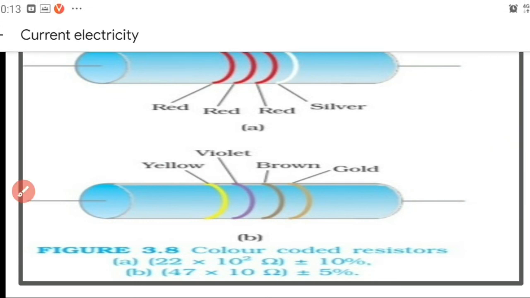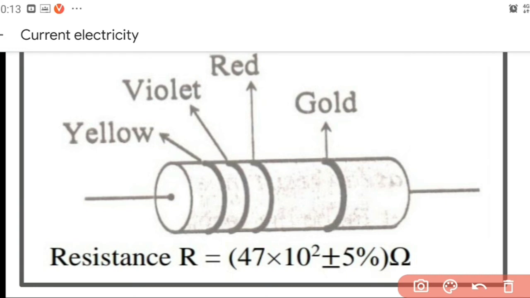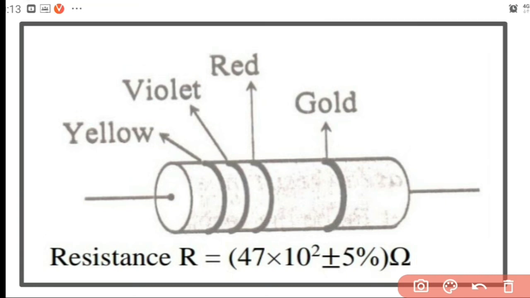Hope you followed. Next, here we have yellow, violet, red. Again a simple example: yellow 4, violet 7, then red stands for 10 square. Again gold, so the answer is 47 into 10 square plus or minus 5%.